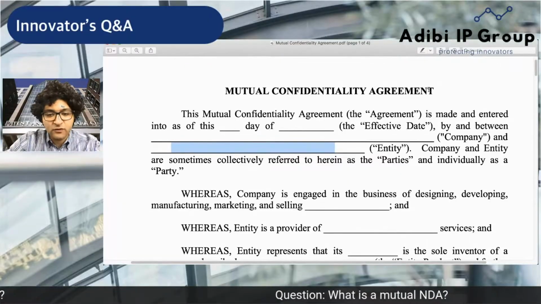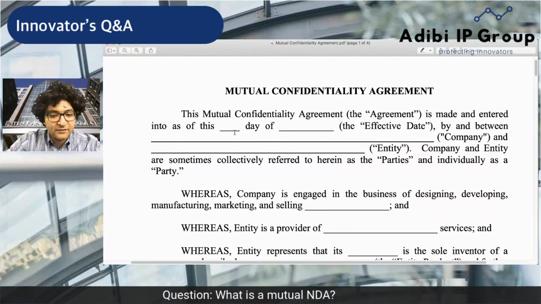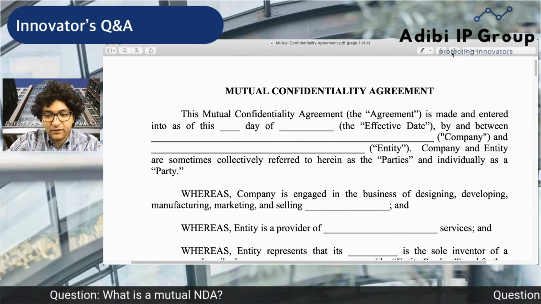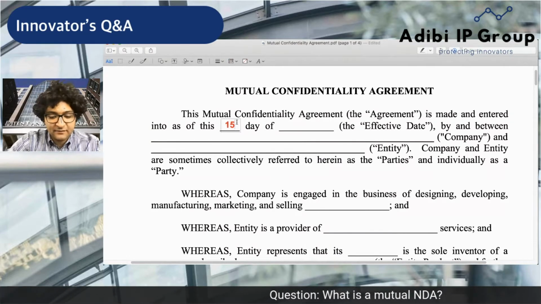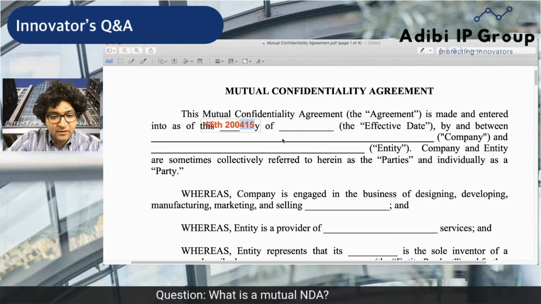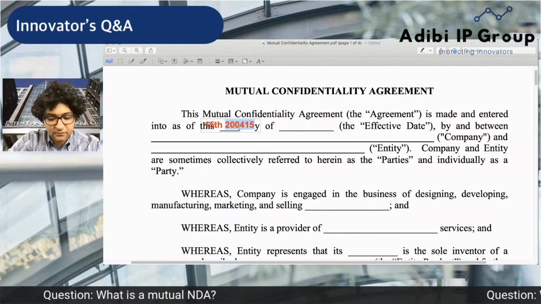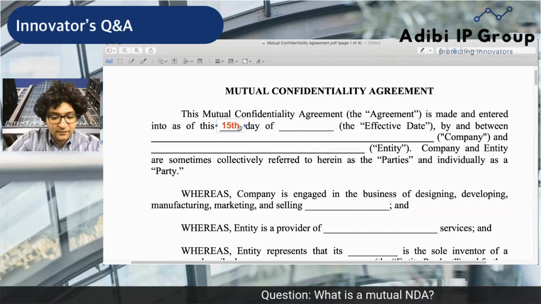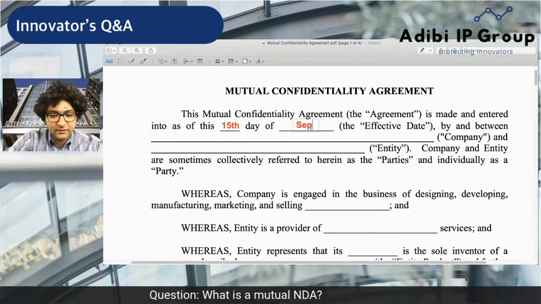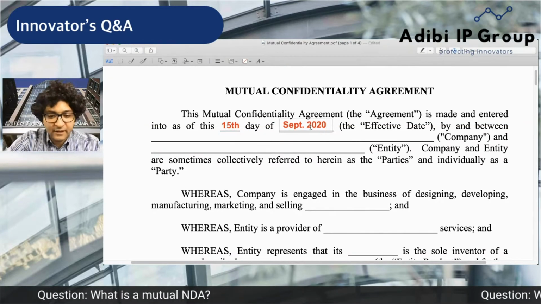Okay, so one thing that I have going here is a sample mutual confidentiality agreement. So what I'll do is I'll go ahead and I'll share my screen. All right, so here's our mutual confidentiality agreement. So we're going to enter into this agreement. We'll assume that we're going to enter into it as of today. So today is the 15th day of September, September 2020.